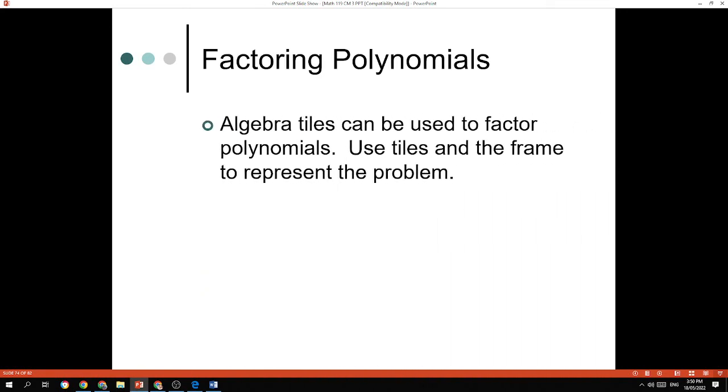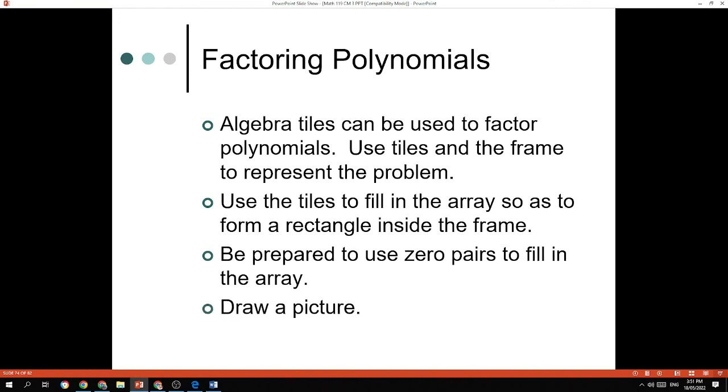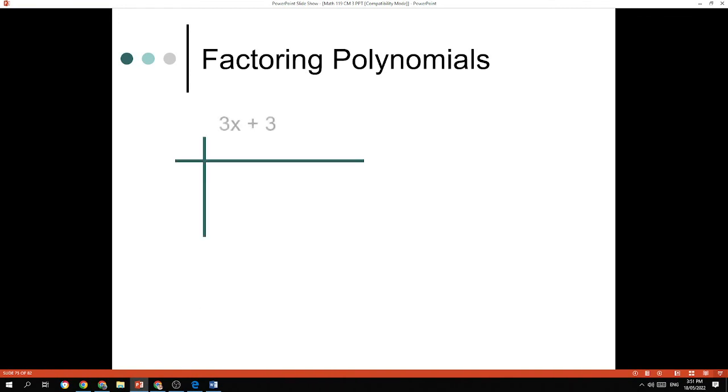Now, algebra tiles can be used to factor polynomials. So this will be the focus now. Let's use algebra tiles for this one. Okay? So let's do factoring. I want to factor 3x plus 3. Now, how do I represent 3x plus 3? How many rectangles for 3x?